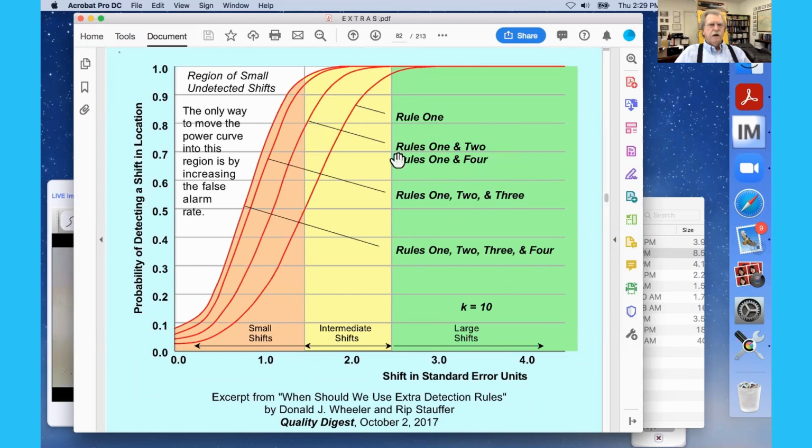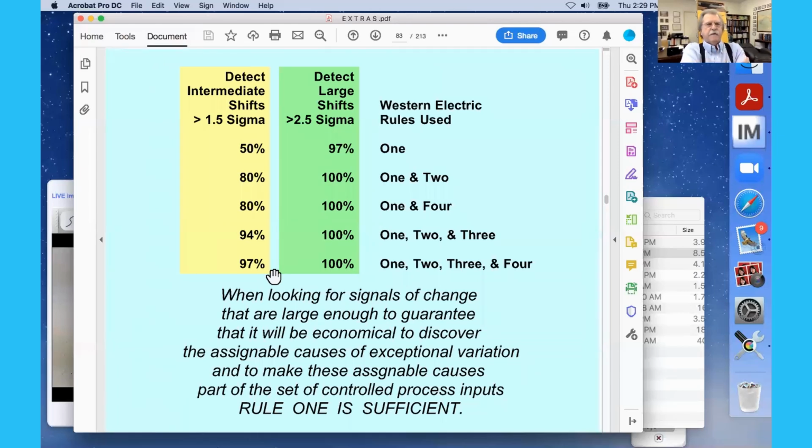Rules 1, 2, and 3 give you the third curve. 1, 2, 3, and 4 give you the fourth curve. You notice how they're getting closer together? That's diminishing return. Adding more detection rules, there's a limit to what you can do to the power. The only way to move the power curve into this zone is by increasing your false alarm rate, letting the intercept creep up. So what does this mean? Well, that's the next slide.